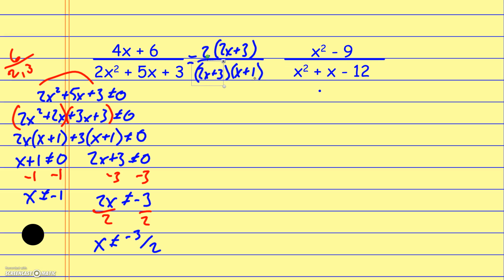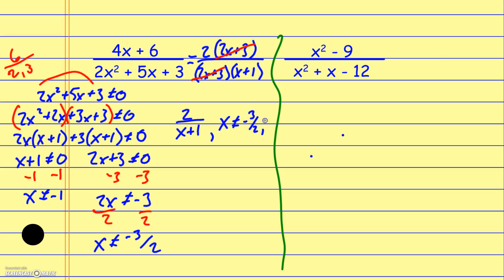All right? I already factored it once. Don't go through all that work again. You already factored it when you found the domain restrictions. Now I can cancel out the 2x plus 3's. So my simplified form of this thing is a 2 over x plus 1 with the restrictions of x cannot equal a negative 3/2 or a negative 1. Okay? And that's how I express my final answer.